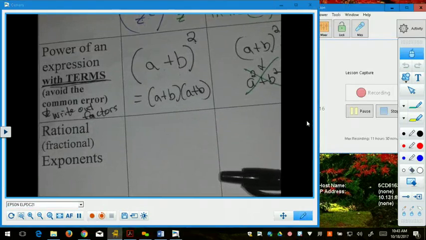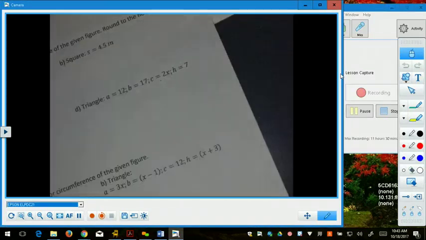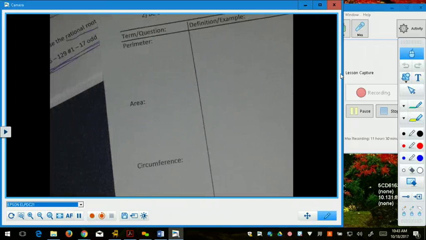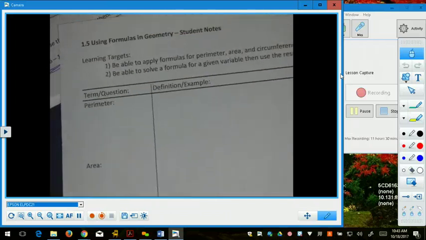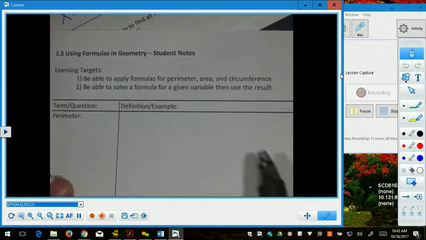We're looking at 1.5 today. That's something I wanted to point out to you first so that you don't make that mistake when we get to some stuff in 1.5. So here's our notes for 1.5. Our learning targets, and this is back to geometry, but we're going to use some of the things that we've taken the time to go back and do in algebra.